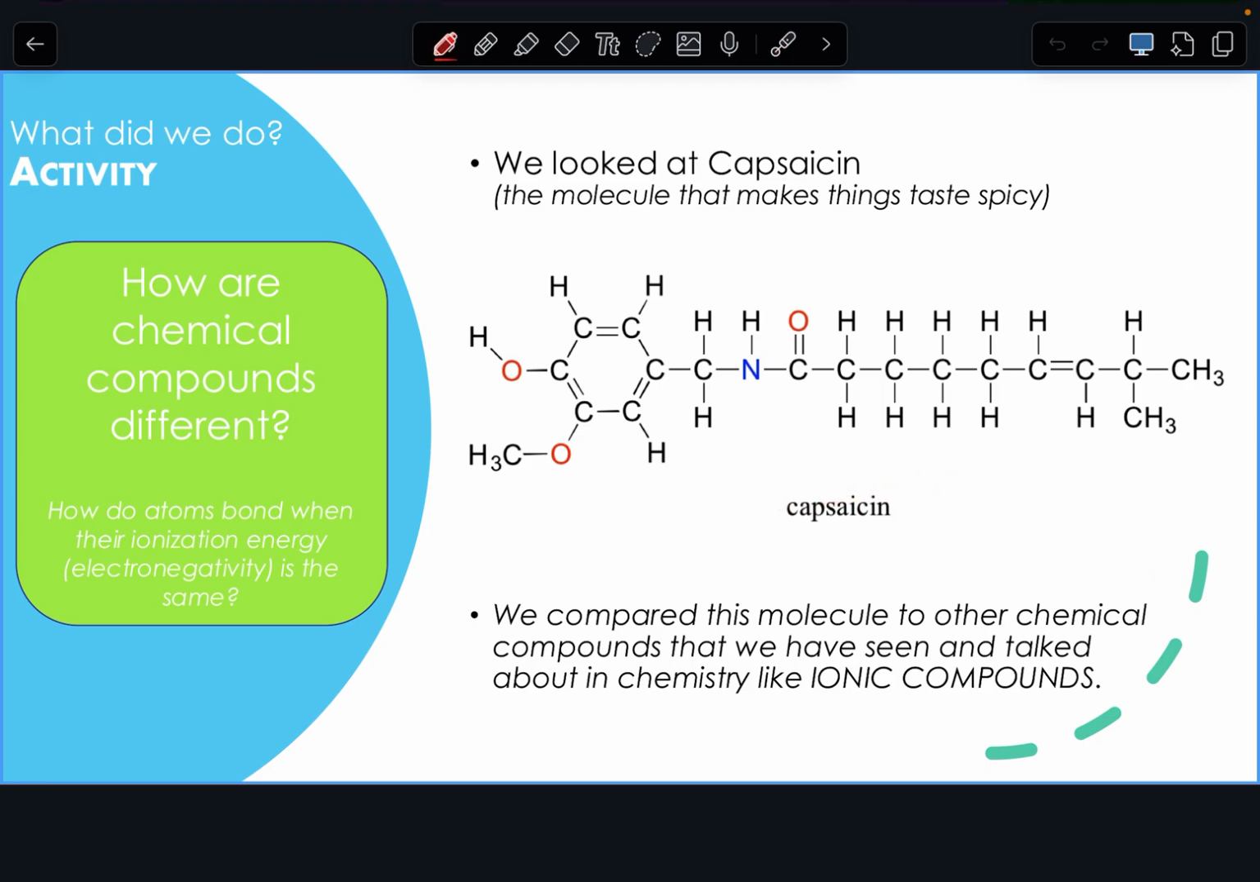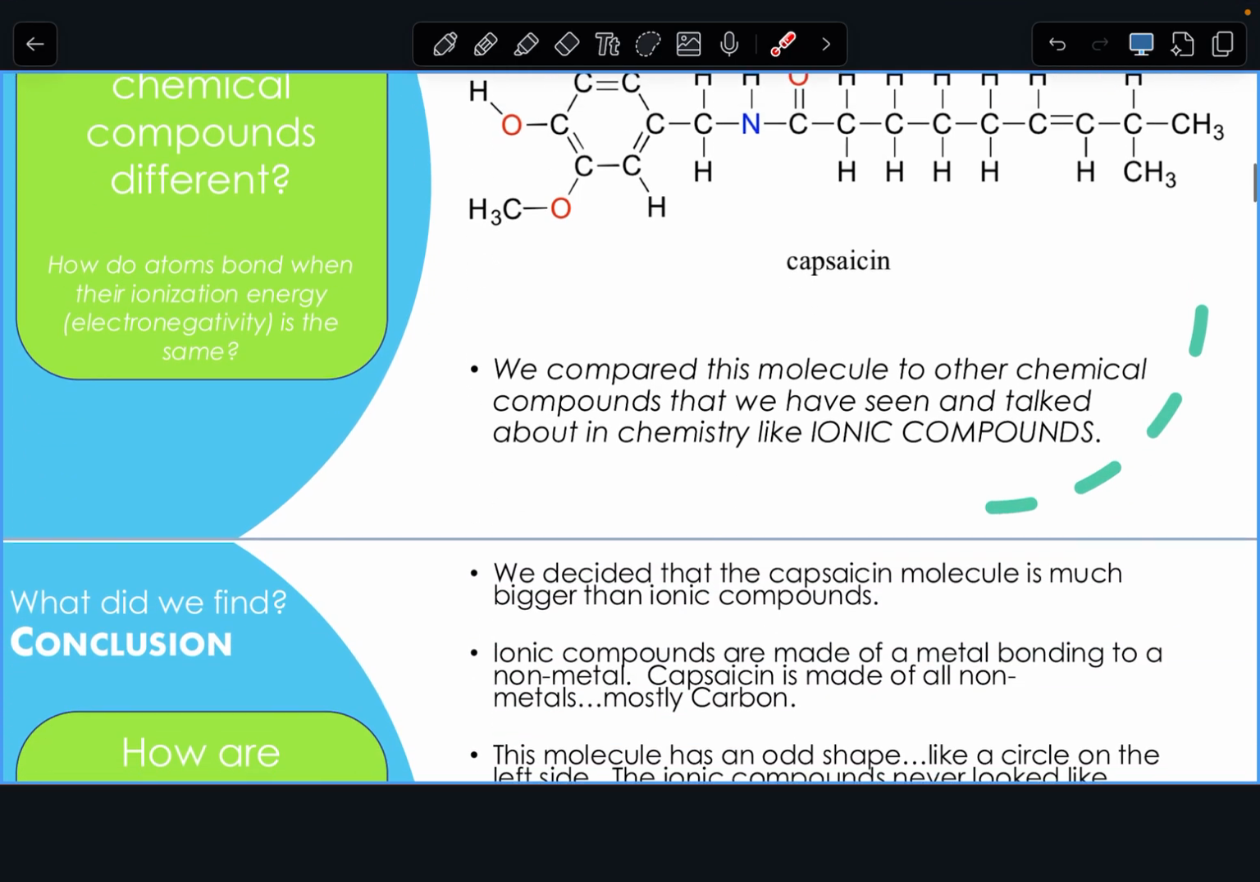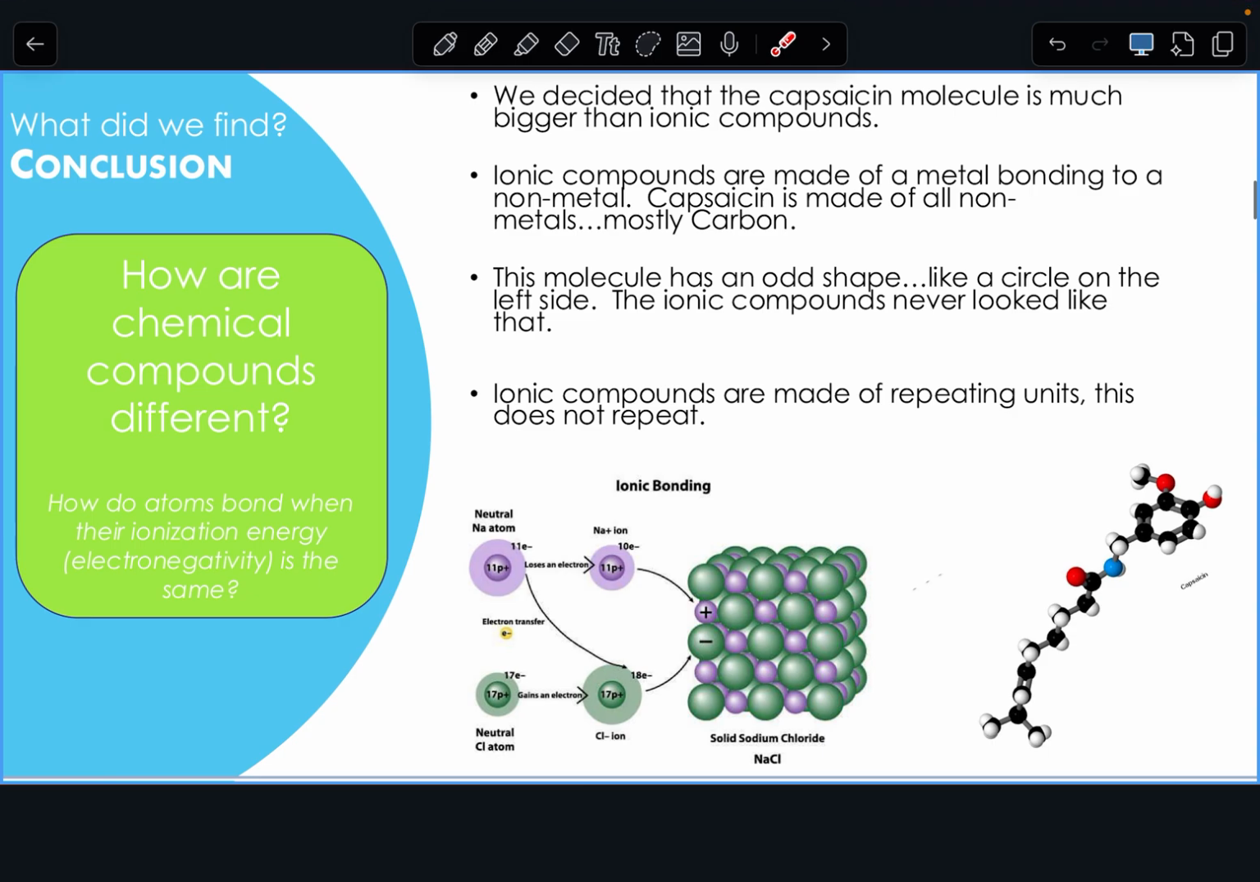Now, you'll have to remember what you were coming into this chapter, who you were. You knew that Na lost an electron, Cl gained an electron, and they made what's called an ionic bond. That's about all you knew about bonding. And then all of a sudden, I show you this big fat thing right here, and we notice a lot of things. It's big, it has bonds like single bonds, double bonds, and it's not made up of anything except for nonmetals, okay? So it is not an ionic compound.